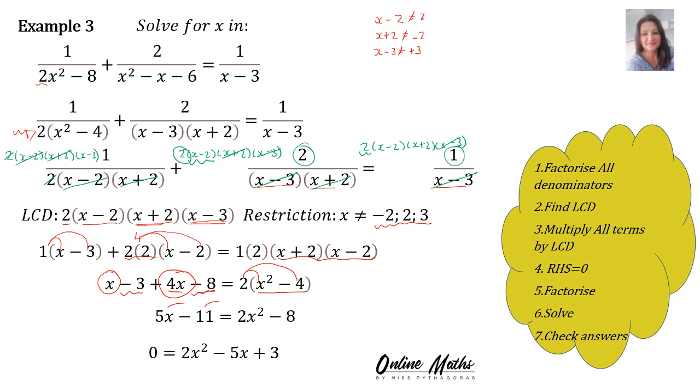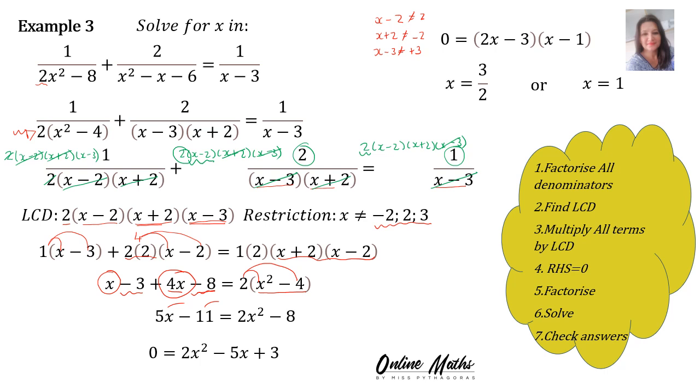2x squared minus 5x plus 3 equals 0. Now step 5, factorize. When I factorize that bracket, I end with 0 equals (2x minus 3)(x minus 1), and I solve for x: x is equal to 3 over 2, or x is equal to 1. And then the final answer: check your answer against the restriction.